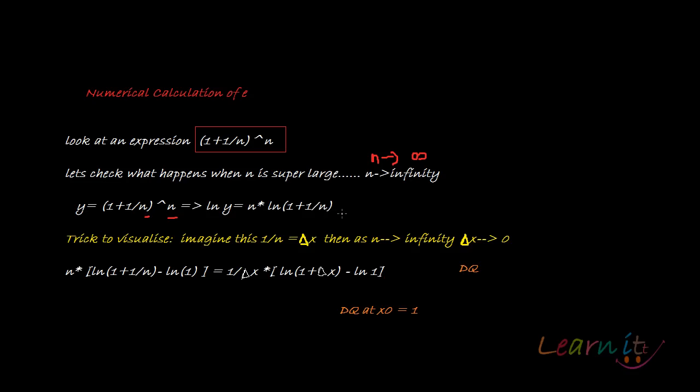So I will have ln y, which equals n into ln 1 plus 1 upon n. Now the trick to visualize and try to reach some consensus is to see this 1 upon n as delta x or change in x. So what will happen as n tends to infinity? As n tends to infinity, 1 upon n will actually tend to 0, right? With a huge denominator, the number will turn to 0. So delta x actually tends to 0.